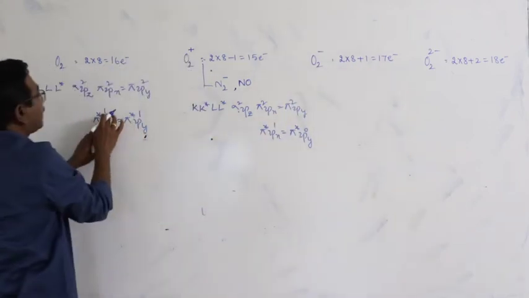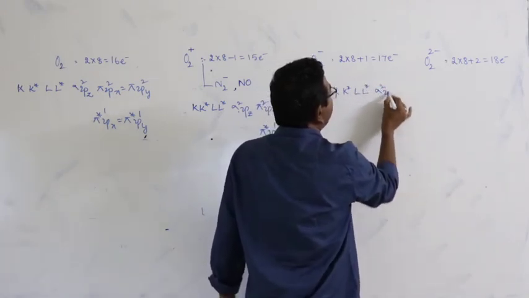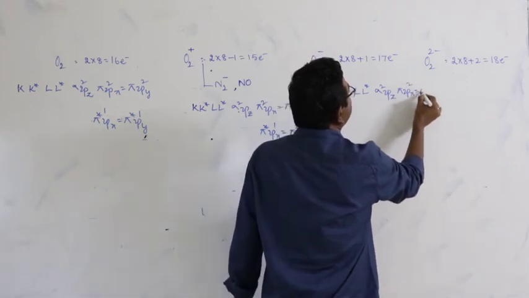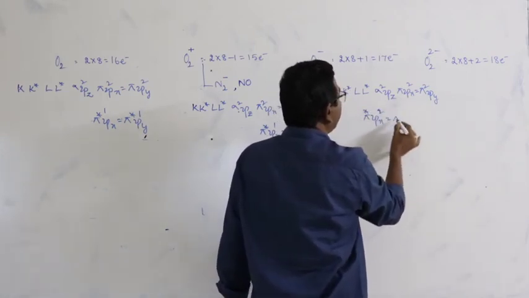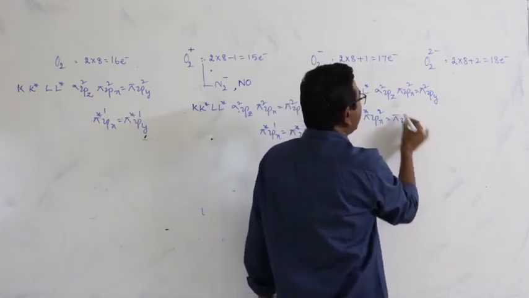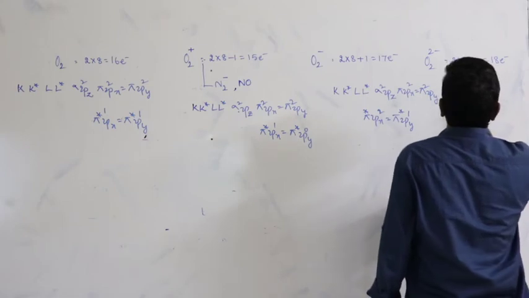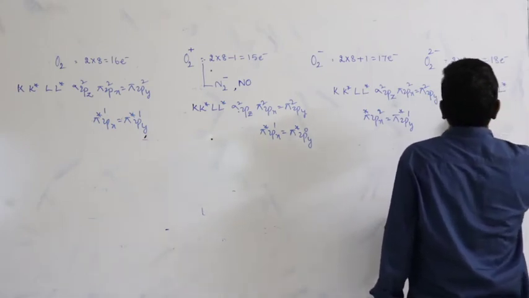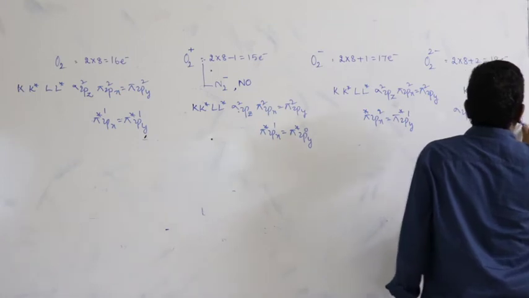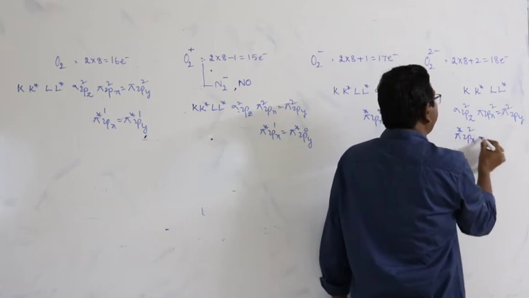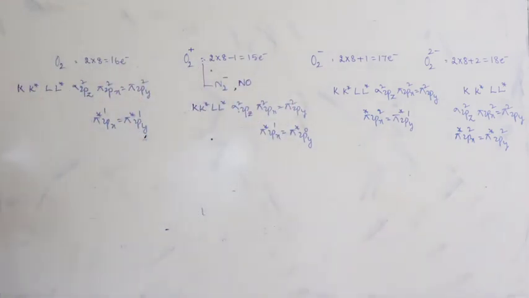17 electrons means one electron is added here. Then K, K star, L, L star, sigma 2p square z, pi 2p square x equal to pi 2p square y, pi star 2p square x equal to pi star 2py 1. 17. 18 electron system: add one more electron to this, K, K star, L, L star, sigma 2p square z, pi 2p square x equal to pi 2p square y, pi star 2px square equal to pi star 2p square y. These are all the molecular orbitals.